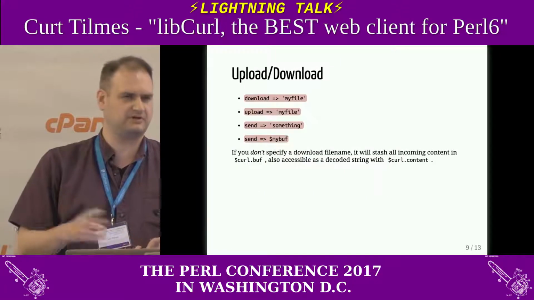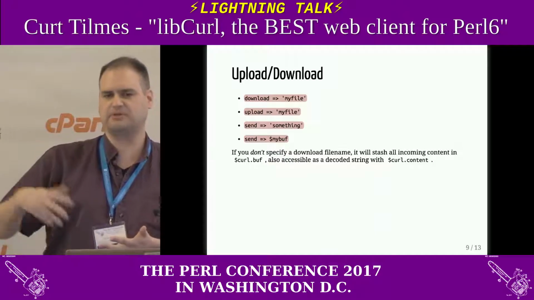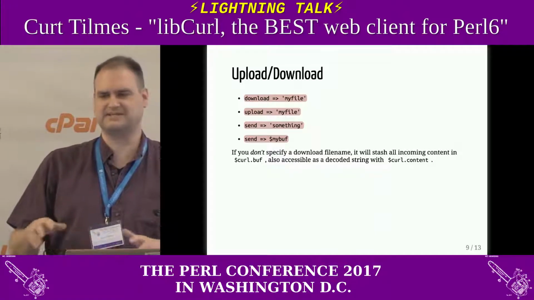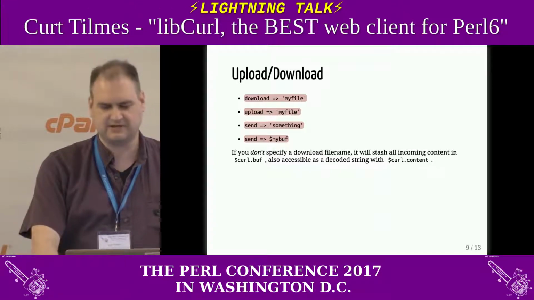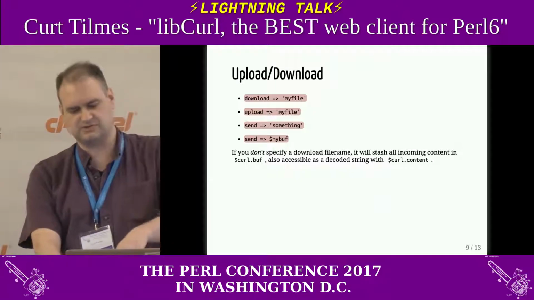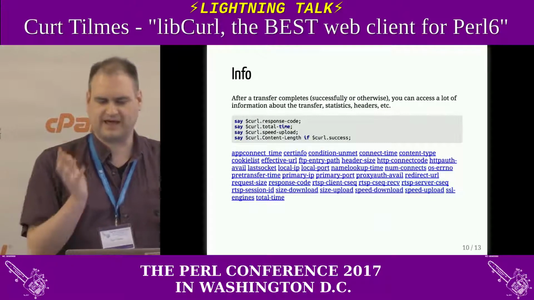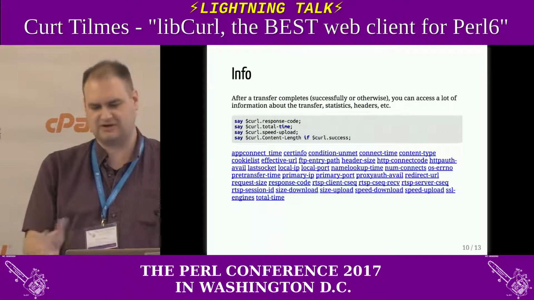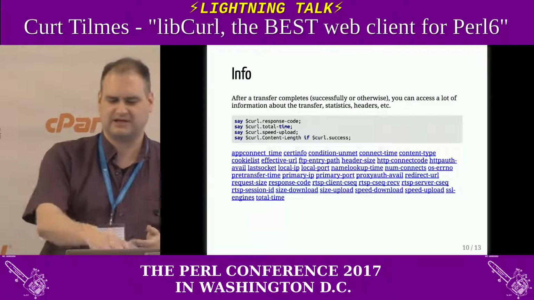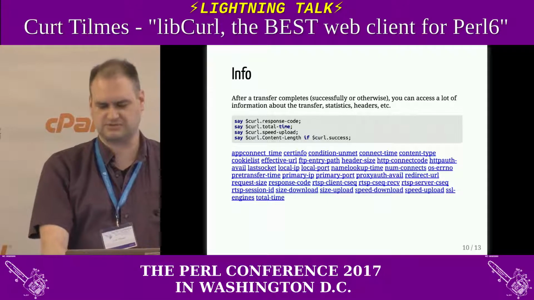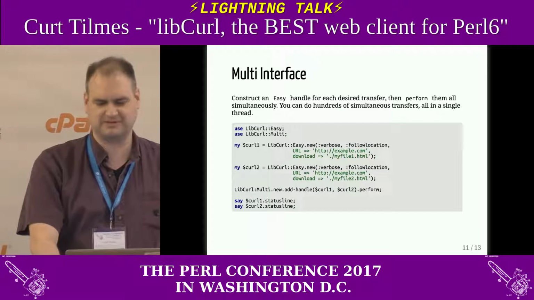Second, you can upload and download from files, and when you specify a file name, the upload or download doesn't really even take place in Perl 6 land. It takes place in C land. Super fast, best performance out there. You can also download into a string and play around with the content. After the transfer is performed, you can get all kinds of statistics, headers, examine information about the transfer, see how fast it took, how long it took, all sorts of stuff. Again, I won't go through all the options. If you're interested, talk to me or go look at the manual.